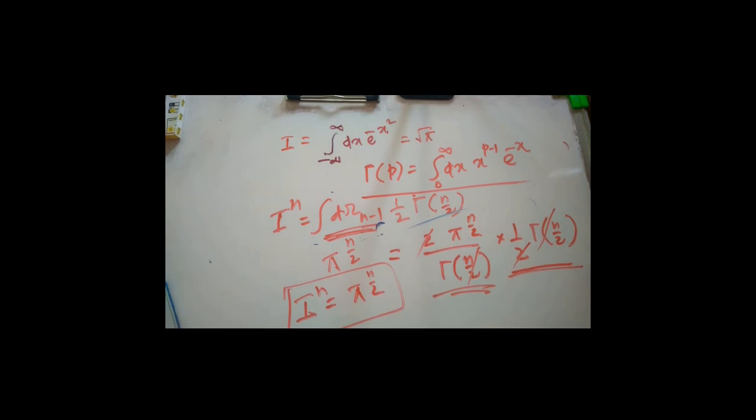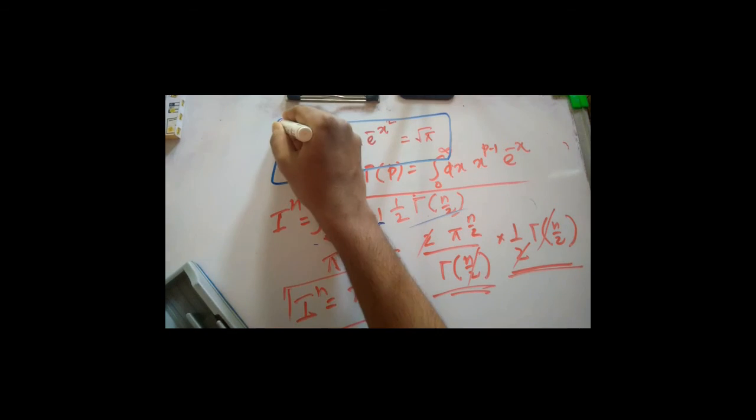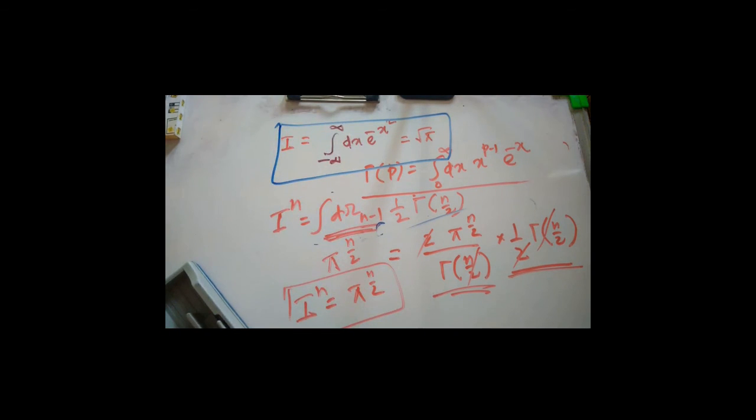That's the thing, and you can easily now understand what I is. I is nothing but root pi. So this is the other way of calculating this I, but here we use the concept of the n-dimensional coordinate system.